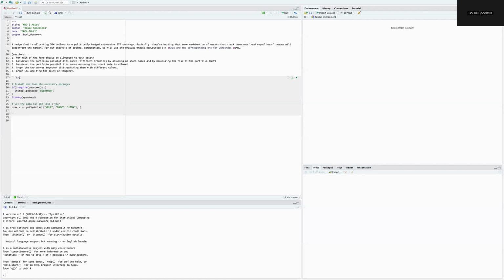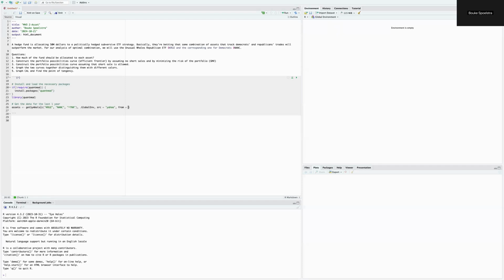Now, I'm going to use the argument env = .GlobalEnv. I'm not sure if it's 100% necessary. I like to do it just to make sure that the objects will be available in the global environment, not just the local one, because I think local is the standard. Now we want the source to be Yahoo.